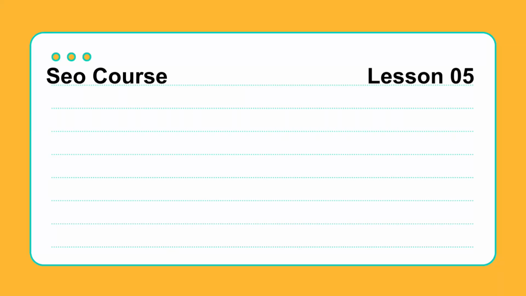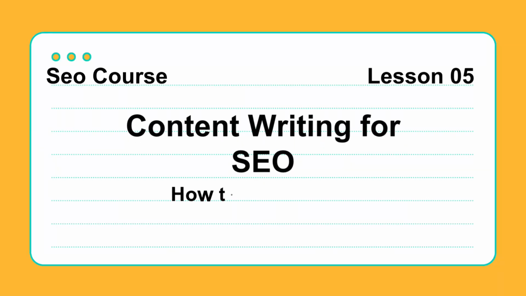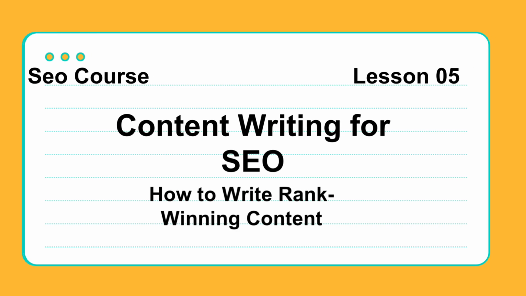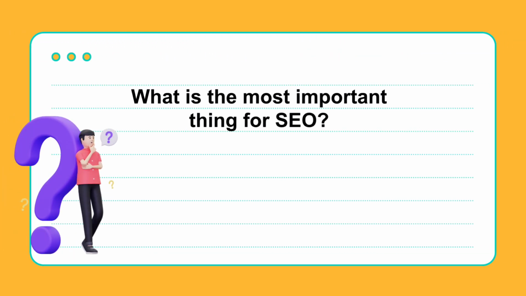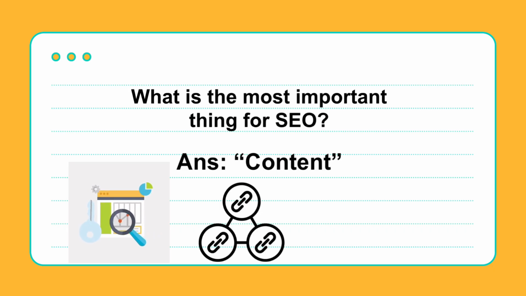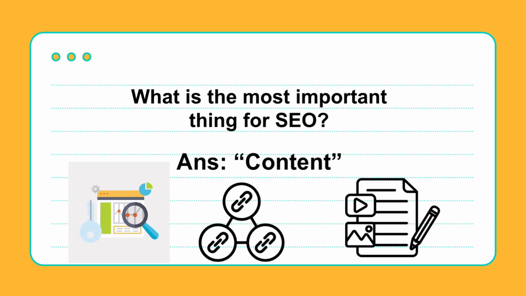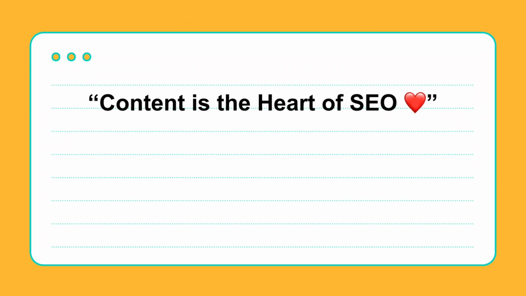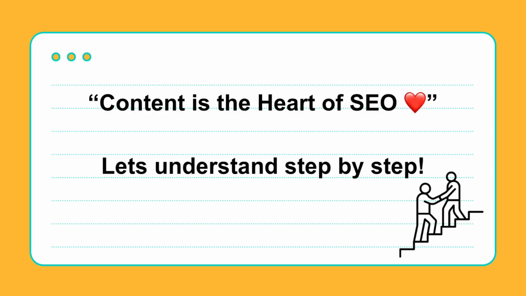In today's video, we are going to talk about a very important topic: content writing for SEO. After all, what is the most important thing to rank on Google? The answer is simple: content. Your keyword research might be perfect, your backlinks might be strong, but if the content is weak, ranking becomes difficult. So let's begin and understand what SEO-friendly content writing really means and how to do it step by step.